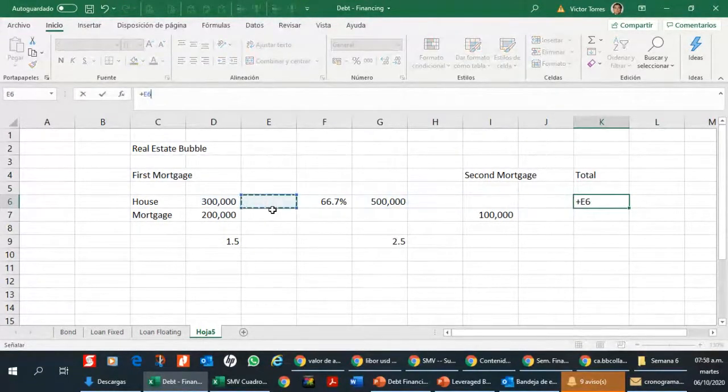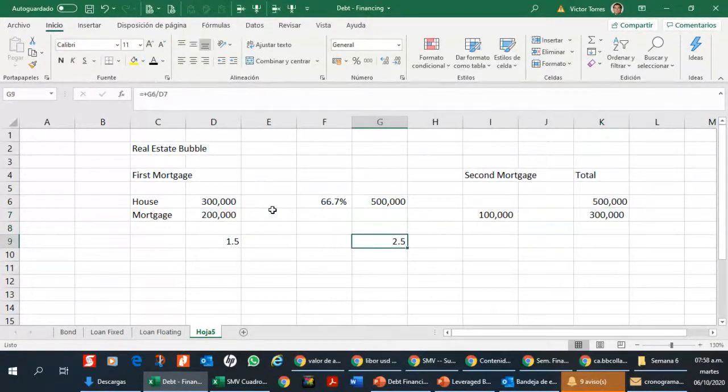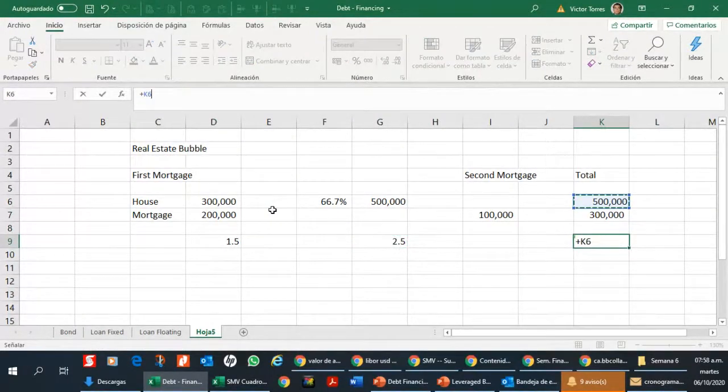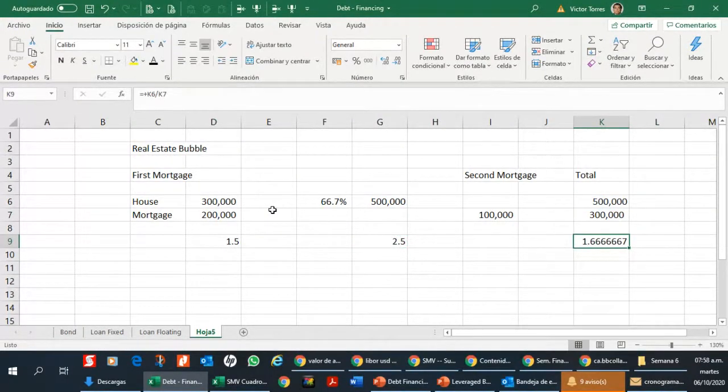It's going to be the 500,000 now, and the value right now is going to be 1.6. It's still over the 1.5 that I was saying, right? So that makes sense for some people to have this structure in general. What was the real estate bubble that occurred, right? You obviously know about it.